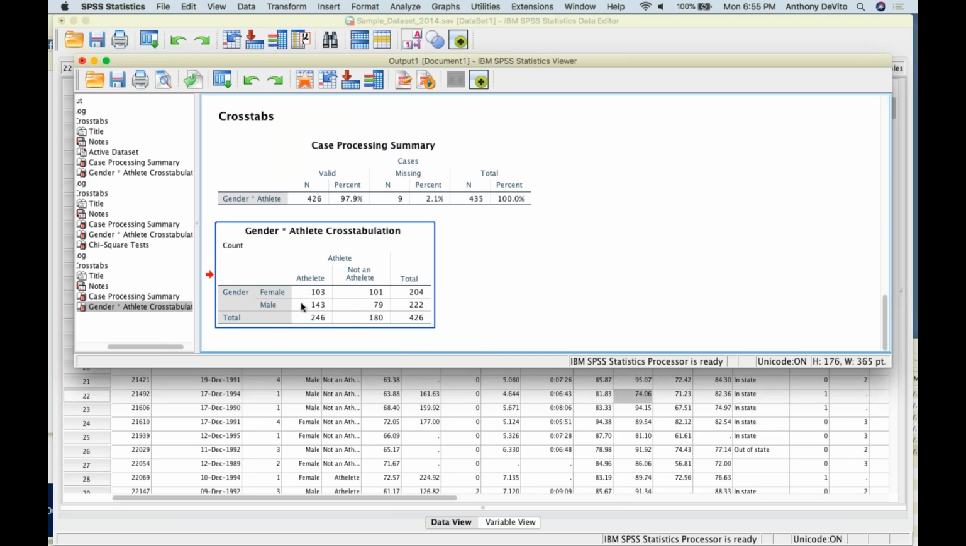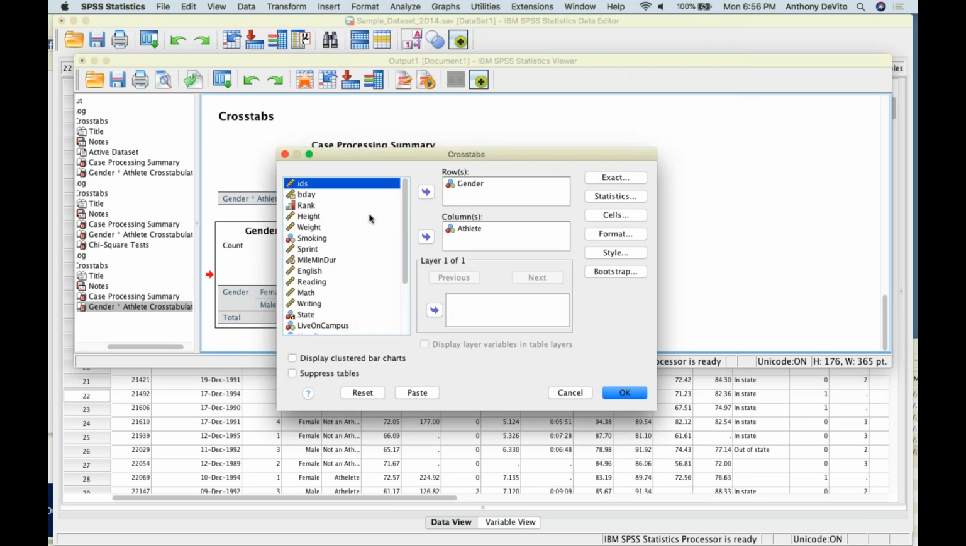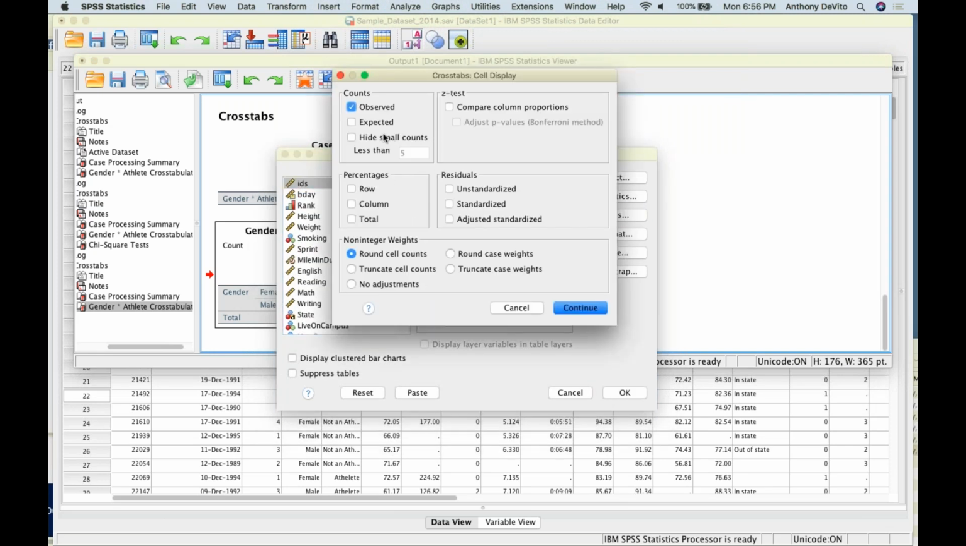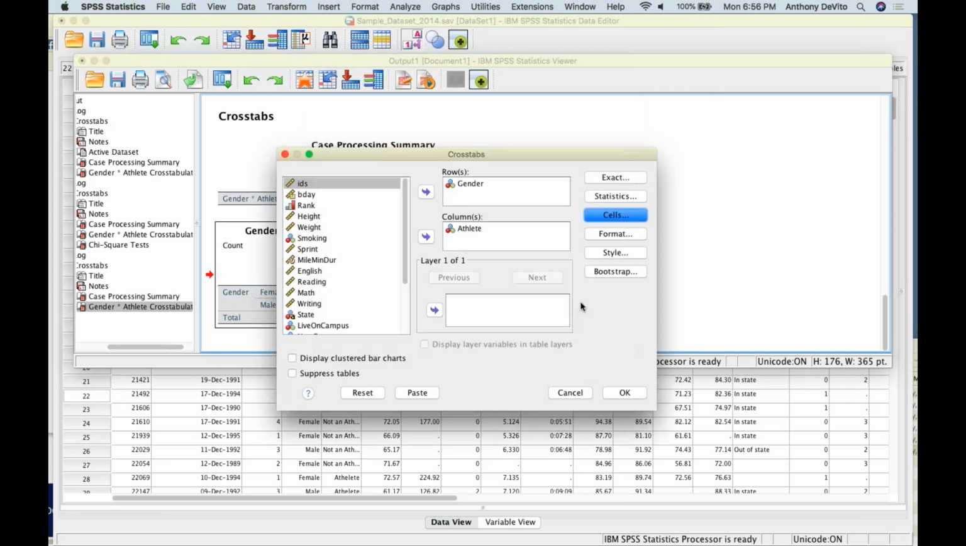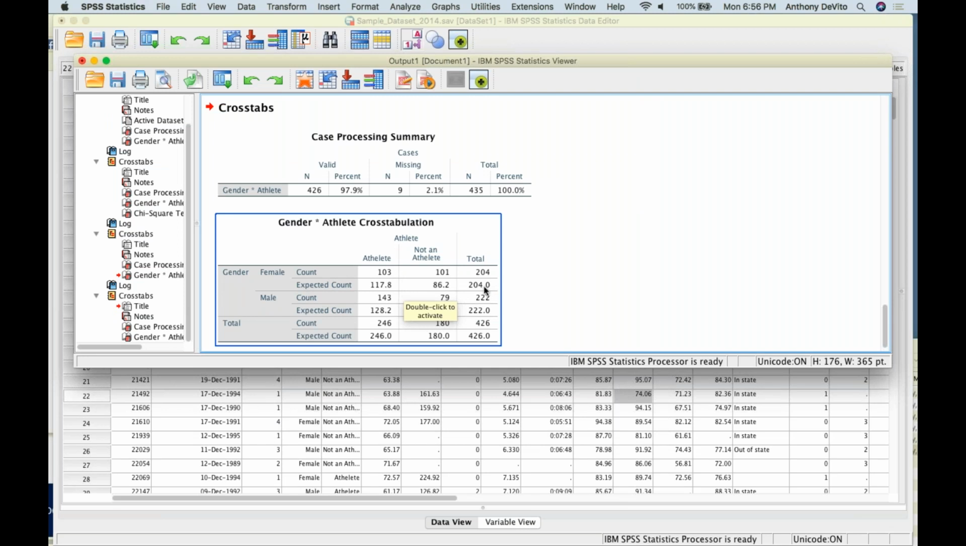Now I want to test my assumption that there is no relationship between gender and whether or not you're a college athlete. So first thing I'm going to do is take a look at what my expected values would have been if there was no relationship between these two. Unfortunately, SPSS does this without creating a new table, but actually just displays the data in the same table. So I'm going to go into cells. I'm going to ask it to calculate my expected values. So if there's no association between gender and whether or not you were a college athlete, you would expect that out of 204 females, roughly 118 of them would be athletes. In fact, only 103. So they're underrepresented in my observed values.